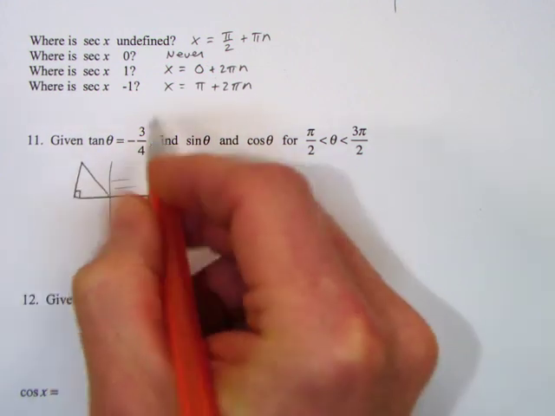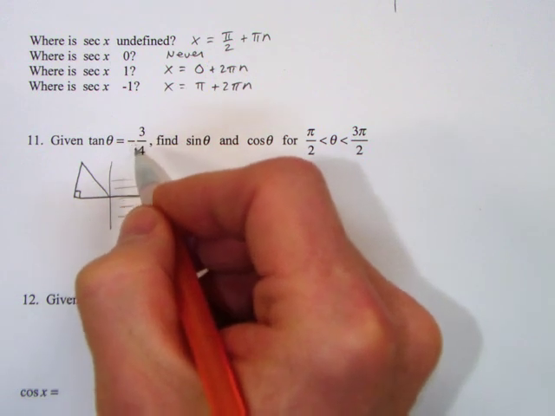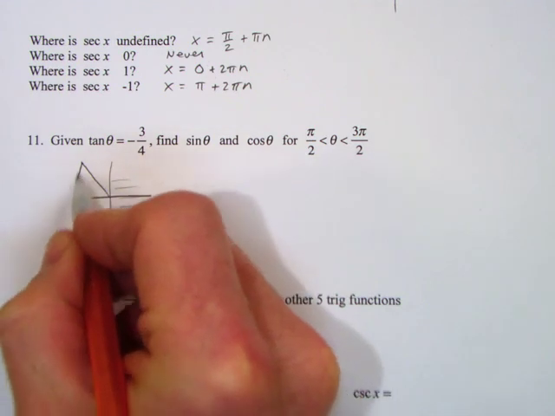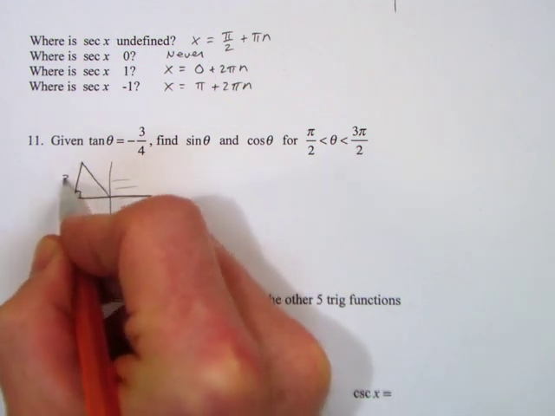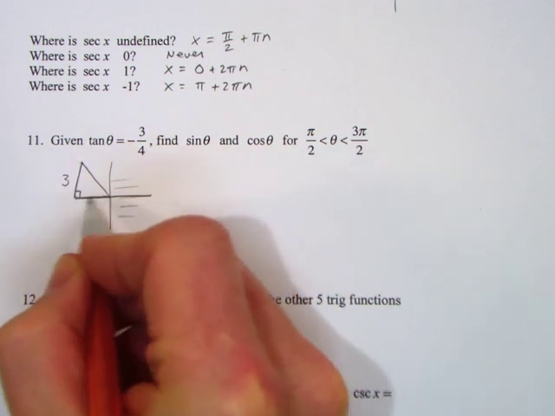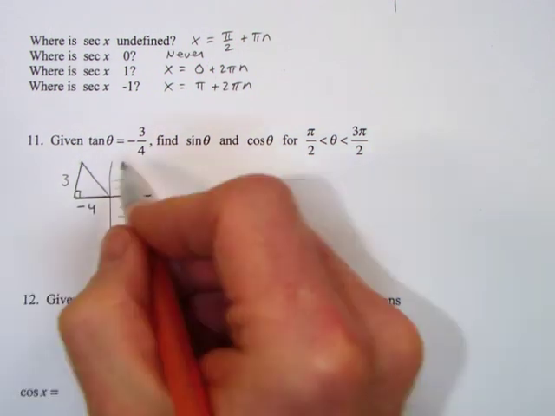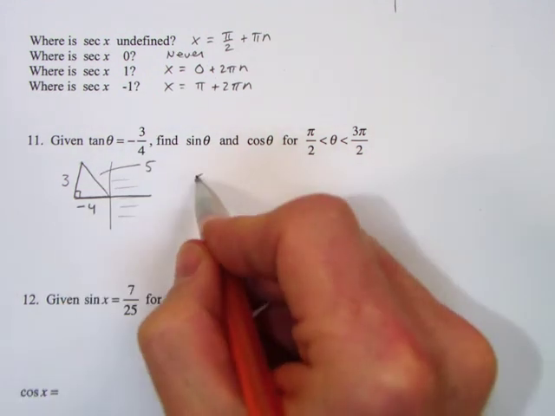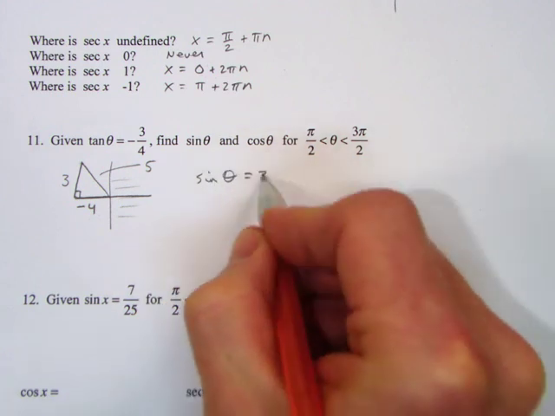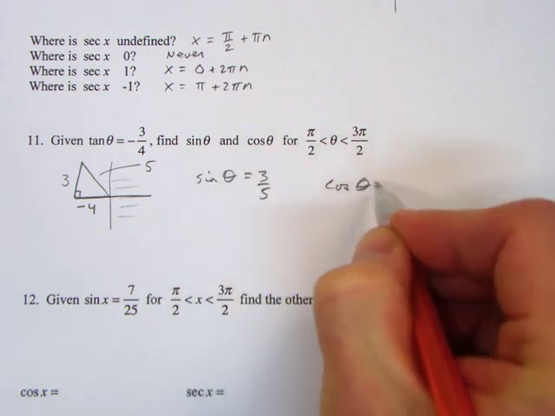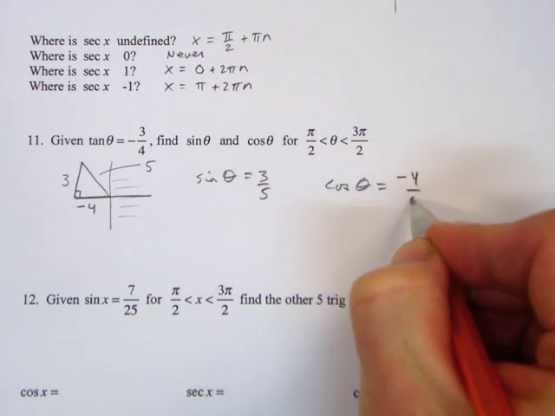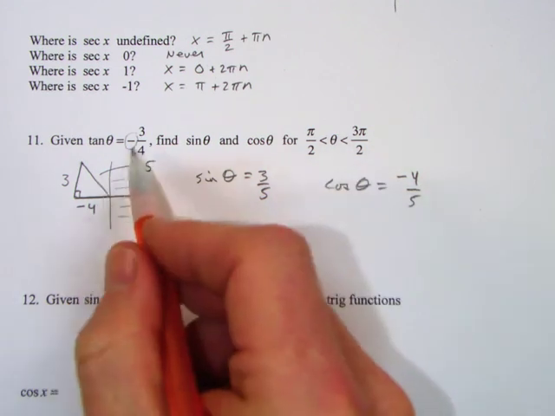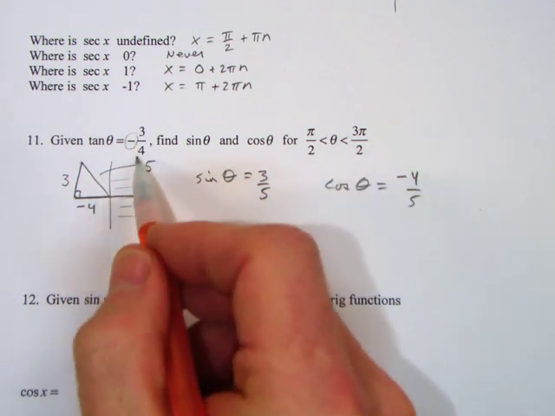Now, we have this negative here. Where does the negative go? Does it go with the 3 or does it go with the 4? Well, since this vertical value here is positive, that 3 has to be positive. The x value here is negative, so the negative has to go with the 4. Use the Pythagorean theorem. You already know this is 5. So now we can say the sine of theta equals 3 over 5. The cosine of theta equals negative 4 over 5. The key thing here is you need to be careful about that negative. Look at what quadrant you're in, and you have to give the negative to the appropriate number.